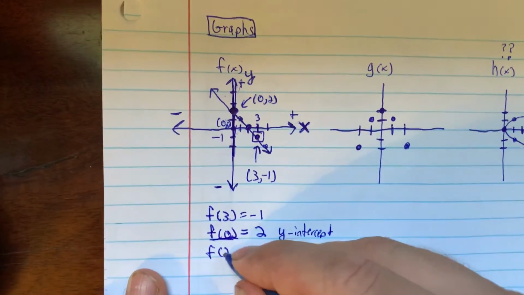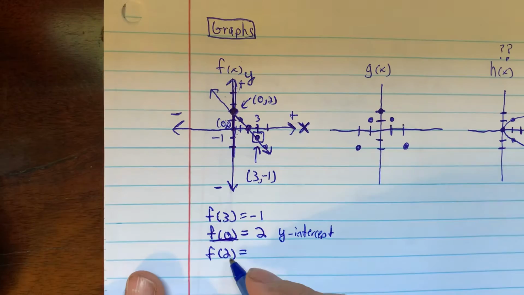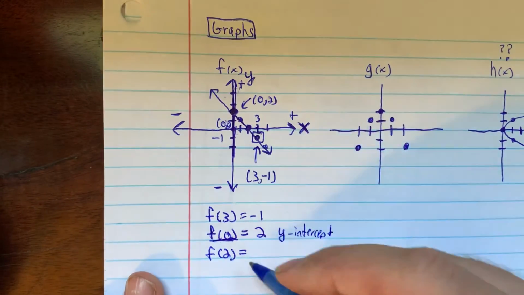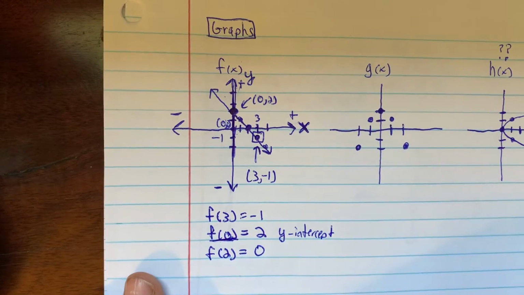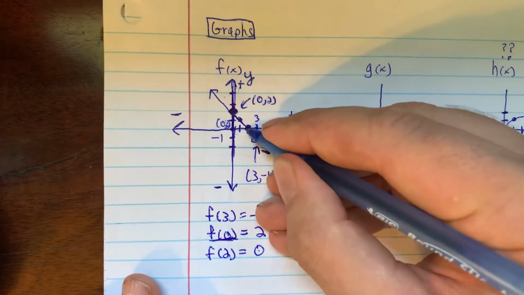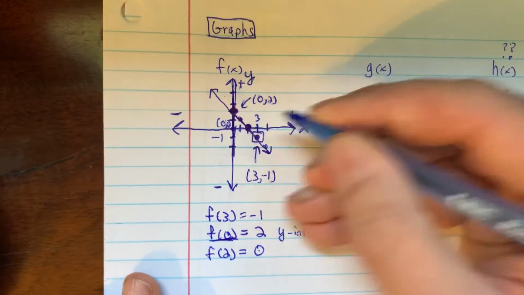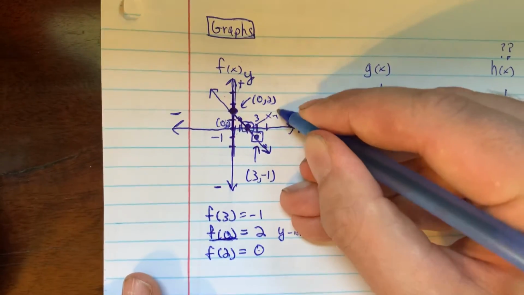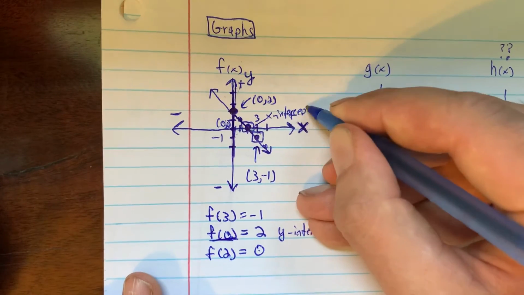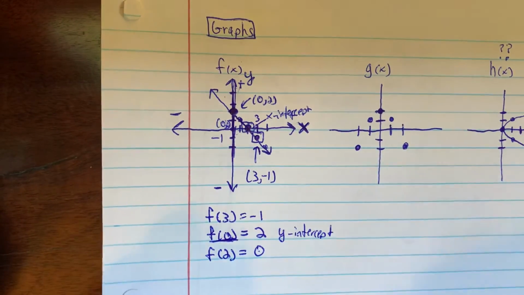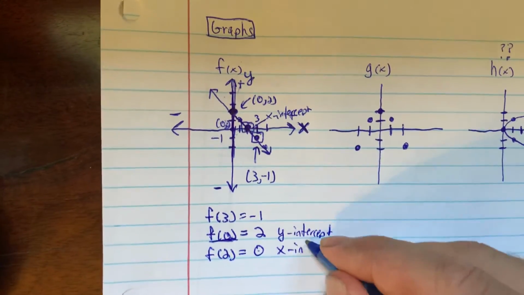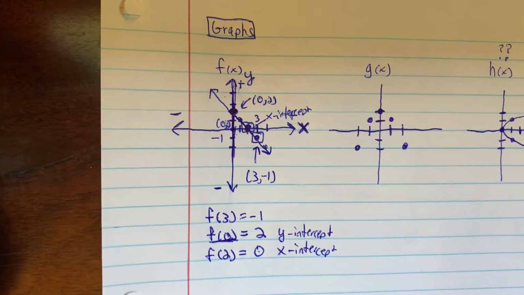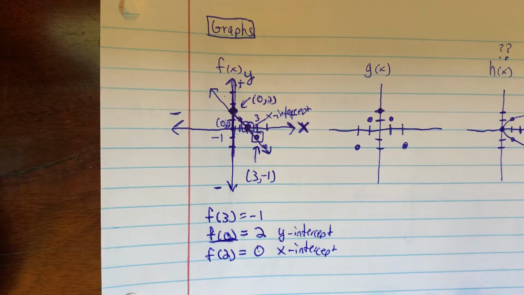What is f of 2? When the input is 2, what is the output? Go ahead and answer that on your own. And when the input is 2, the output is 0. And whenever the output is 0, we will be on the x-axis, and this is the x-intercept. It's possible to have more than one x-intercept, but it's where the function crosses the x-axis. It's also possible to not have an x-intercept.